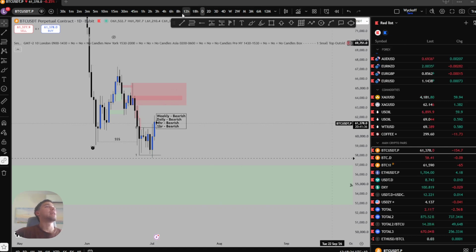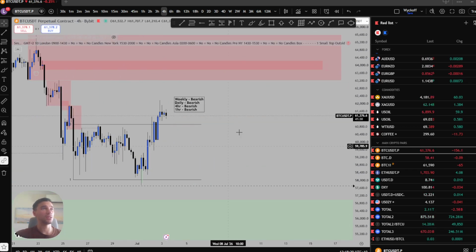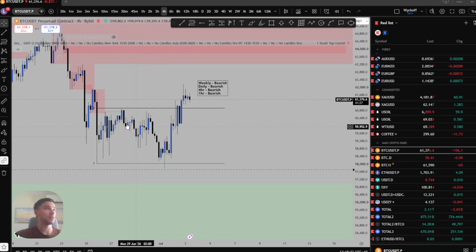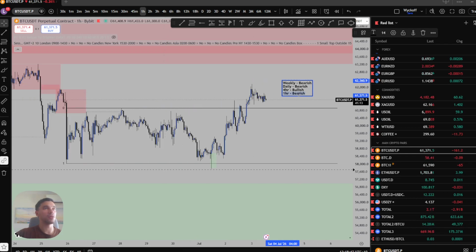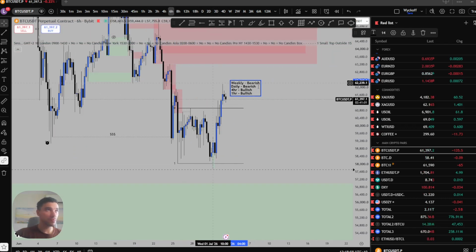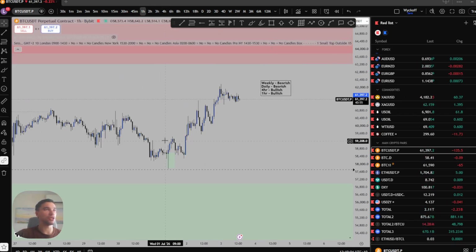All right, so there is a sentiment shift in Bitcoin. We are now officially bullish on the 4 hour, and then we are also bullish on the hourly, of course. We had like a semi two-type model here, which is confirmed.